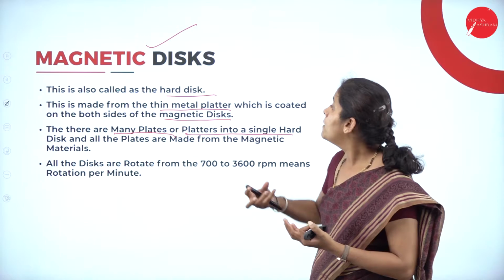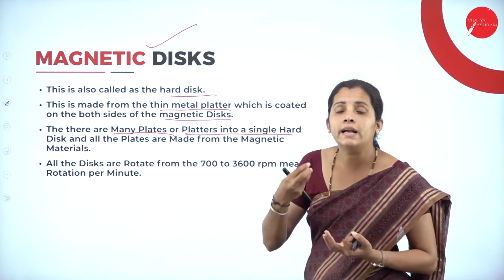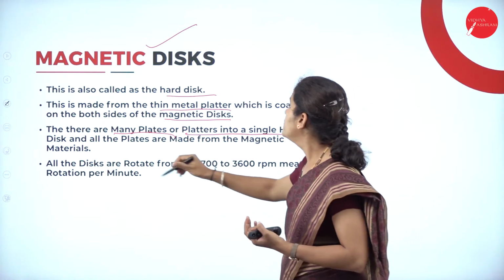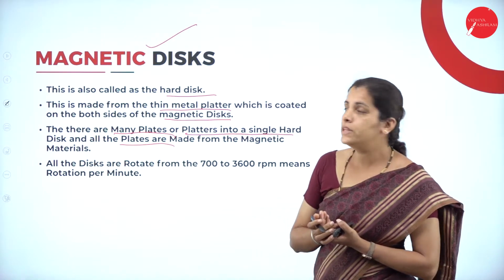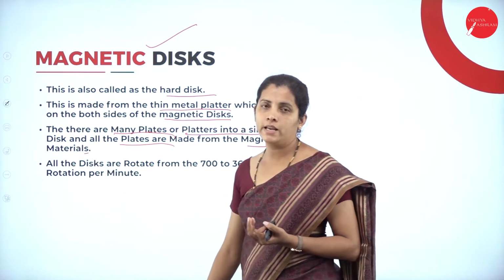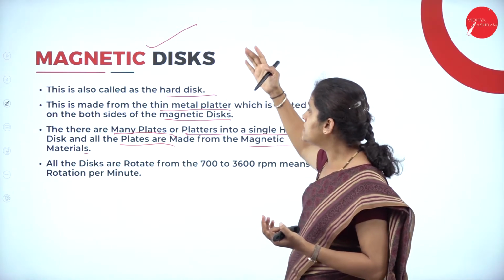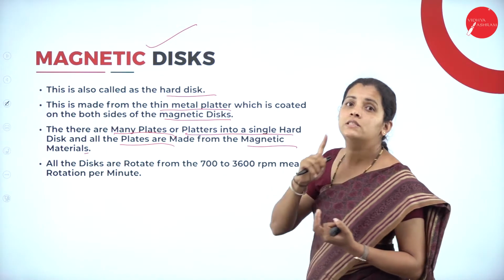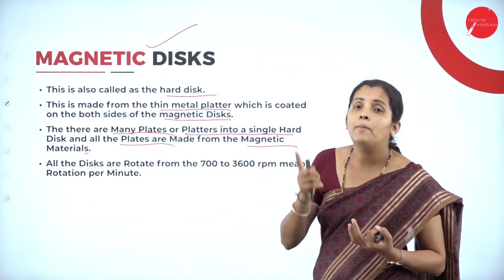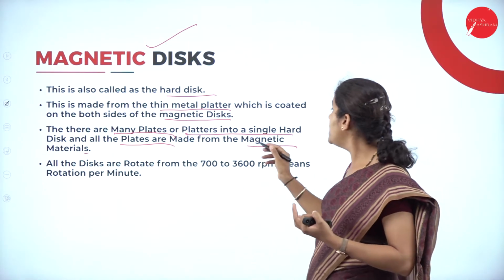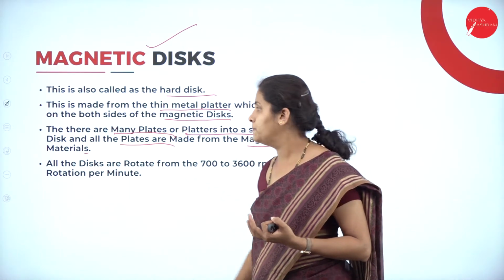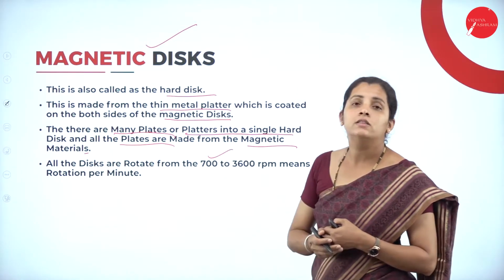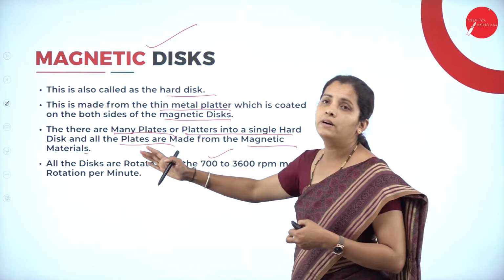That means a magnetic hard disk may contain one plate or many platters. The plates are made from magnetic material. I repeat, a magnetic disk may contain many plates to form a single hard disk, and the platters are made up of magnetic material. All the disks rotate at 700 to 3600 rotations per minute.